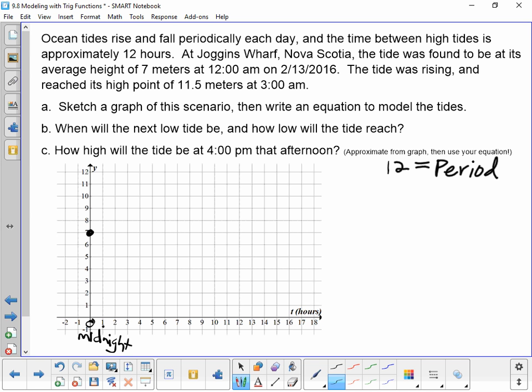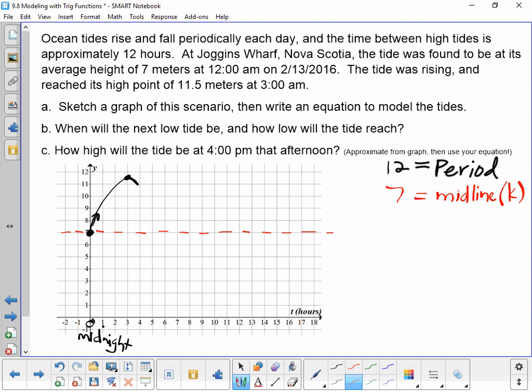It says at that point, the tide was rising, so it's going up, and it reaches its high point of 11.5 at 3 a.m. So here's 11.5 at 3 a.m. It goes up, and then at that point, that's the high point, so it's going to turn down after that. Now, it said 7 was the average height. What that is telling you is that the average of a trig function of a sine or a cosine is the midline. So we have a midline of 7.